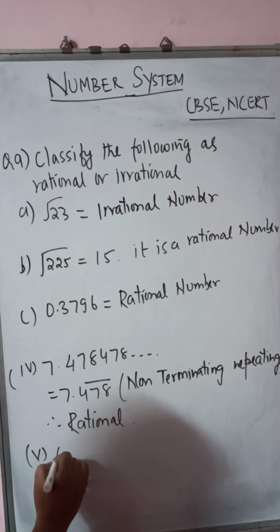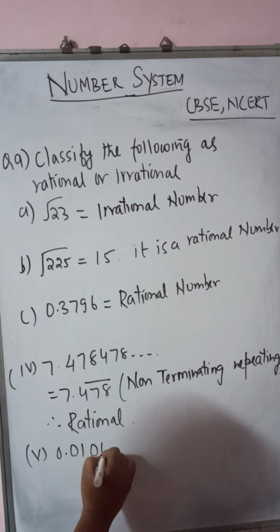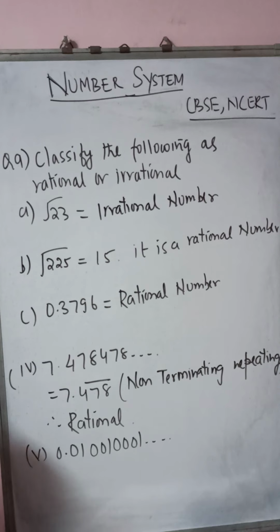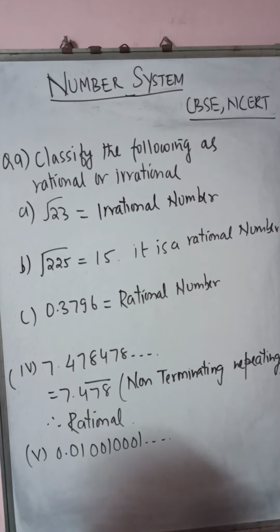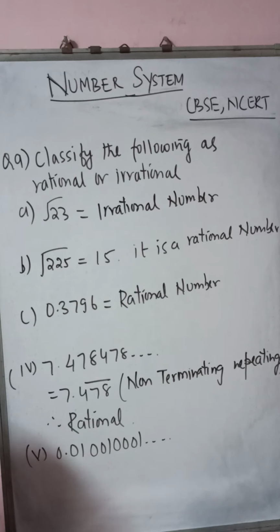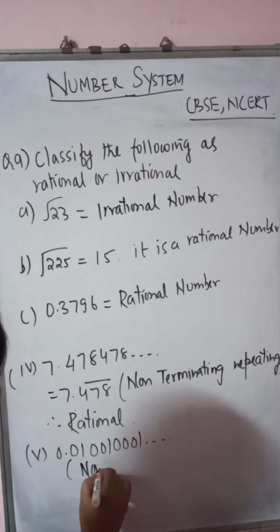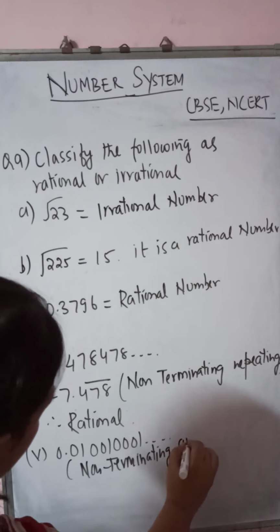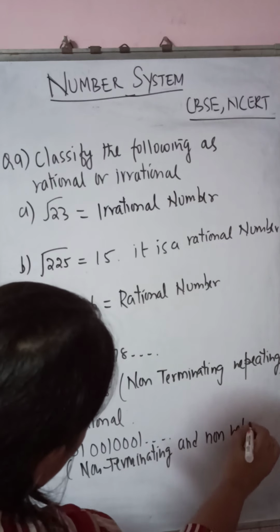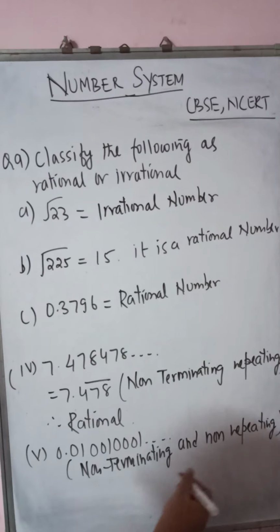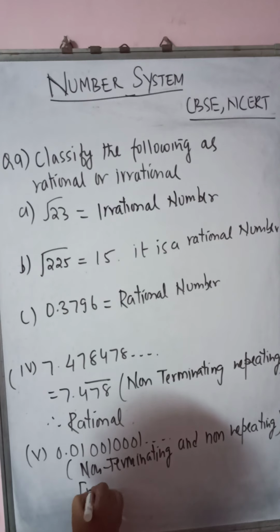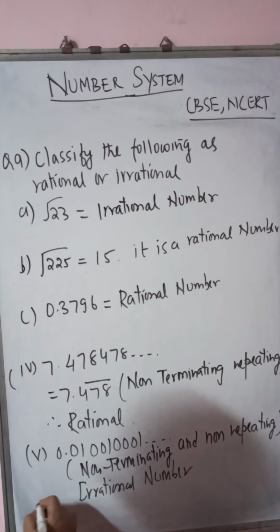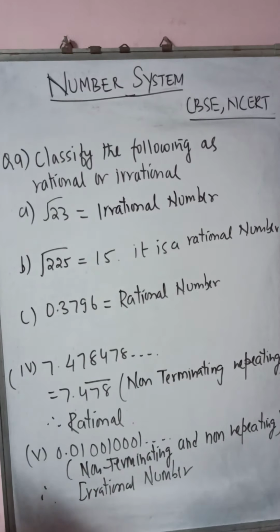And the fifth part is 0.01, 001, 0001 and so on. See, they are also following a certain pattern, and it is non-terminating also, and the digits in the quotient are non-repeating also. So it is irrational. Non-terminating, non-repeating is the decimal expansion of an irrational number. So it is an irrational number. So this question number 9 is done.